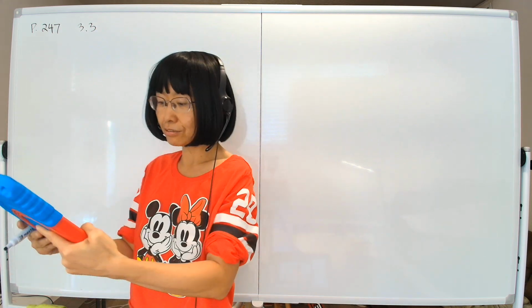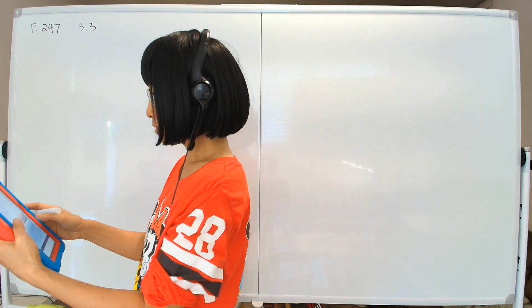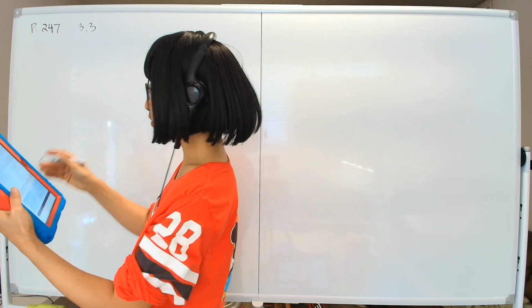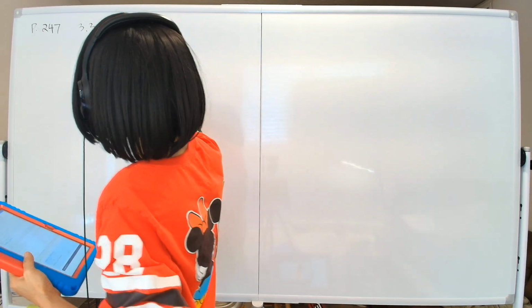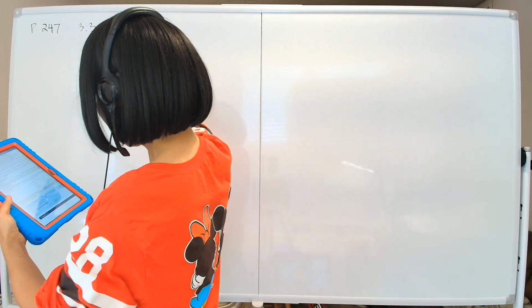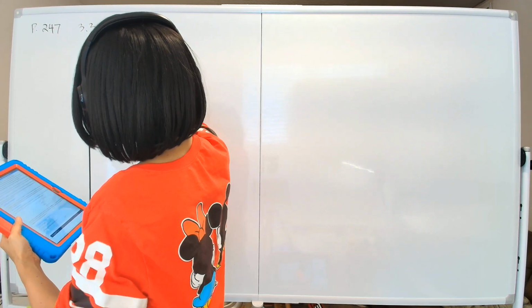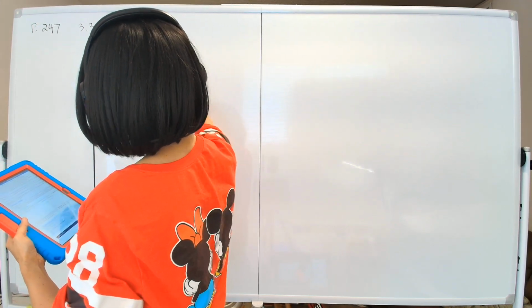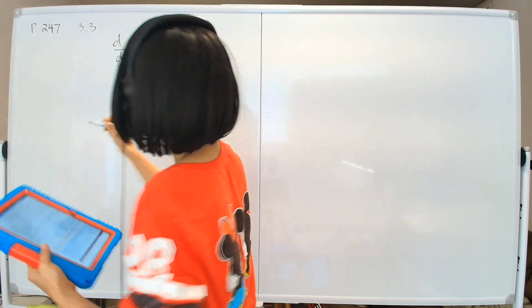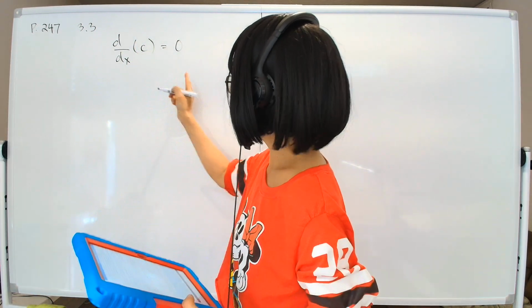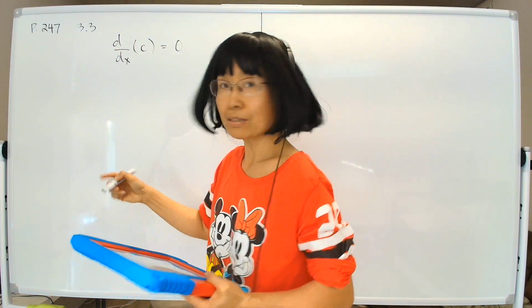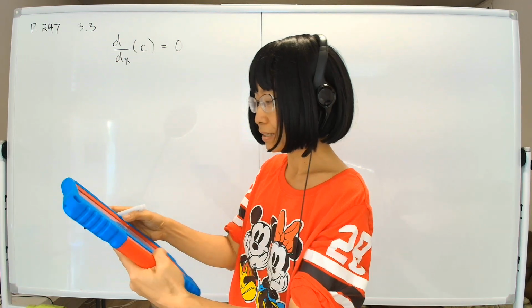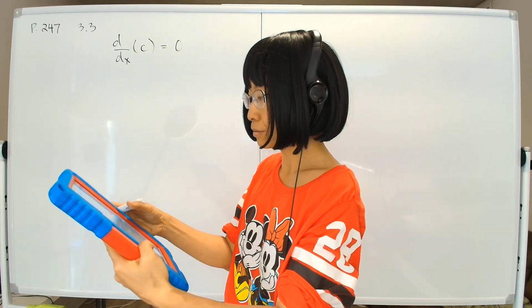The proof of the constant rule is also very simple, but we're going to do it anyway, just for the principle of it. The rule says this: the derivative d by dx of some constant c is 0. Doesn't matter what the constant is. The derivative of a constant is 0. And now, what is the proof?